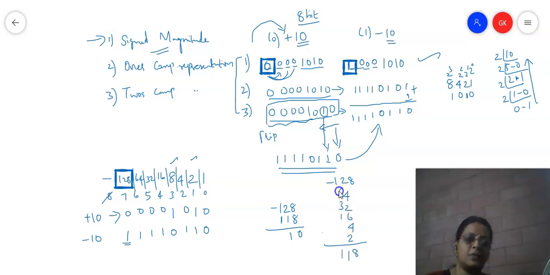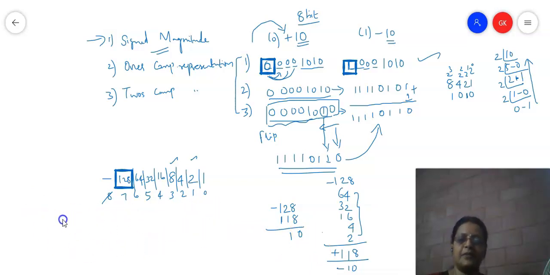So from minus 128, if I add plus 118, I will get minus 10. So this is how I will find the equivalent. To find the equivalent of negative numbers, you will write the notation like this. Hope it's clear to everyone. If it is still not clear, maybe we will find one more number so that it will be still more clear.